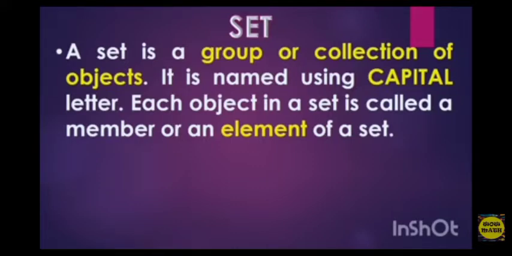So it is named using a capital letter. Each object in a set is called a member or an element of a set. So every object that you can see, or every word that you can see, based from the previous example, is what we call an element.